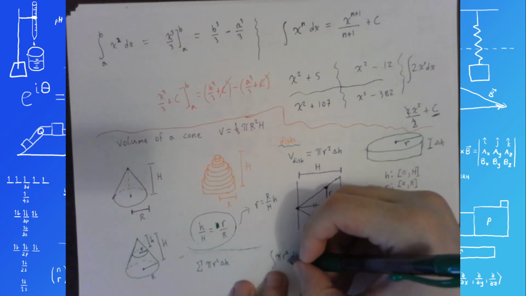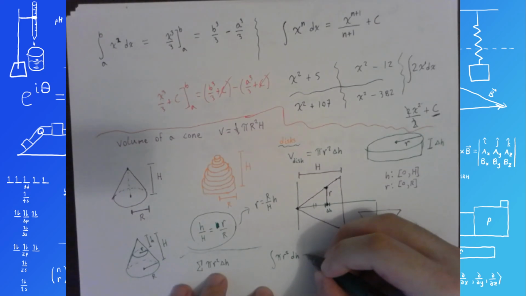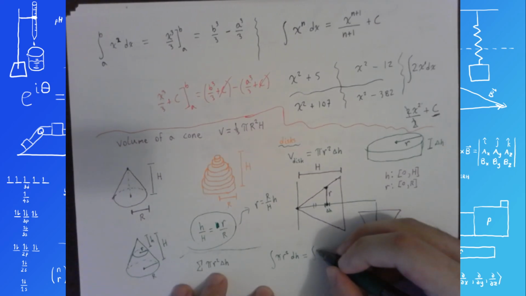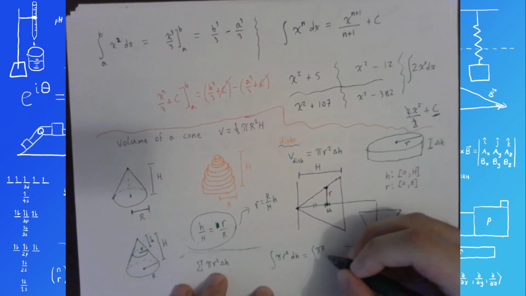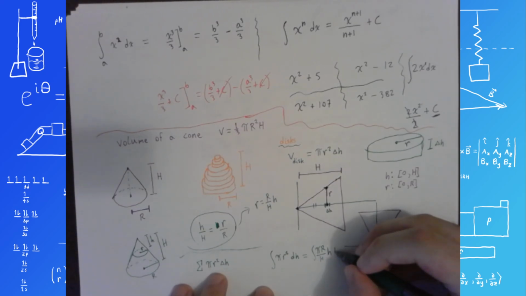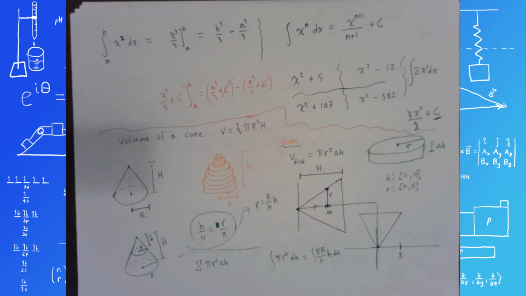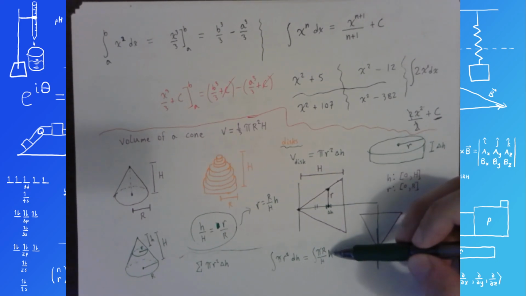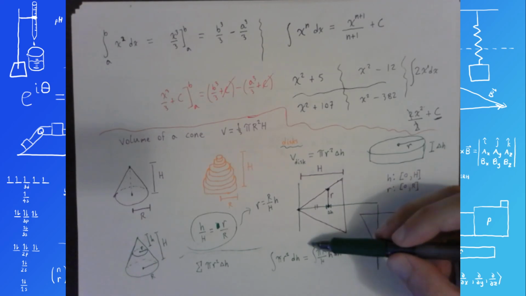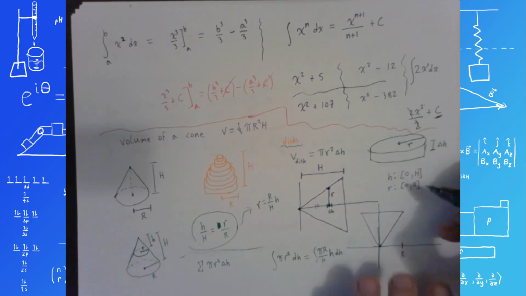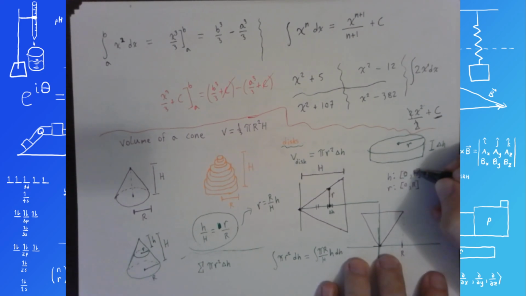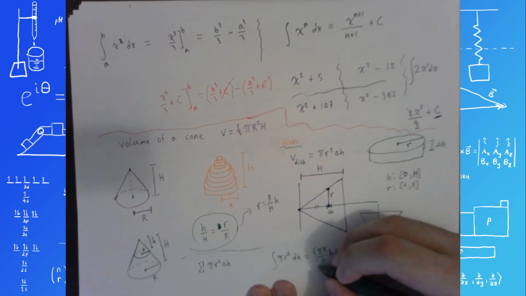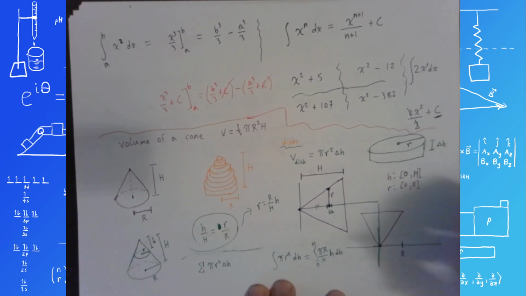Okay, and now we can substitute that in for our r, and that gives us the integral of pi times big R over big H times little h, dh. I guess we have to define our integration bounds now. Since we are integrating with respect to h, our integration bounds should be in terms of h. So I guess we are integrating from h equals 0 to h equals big H.